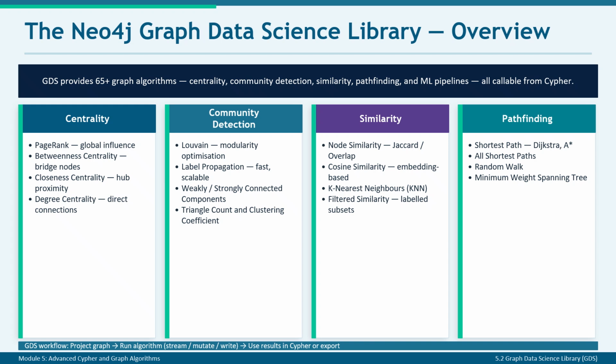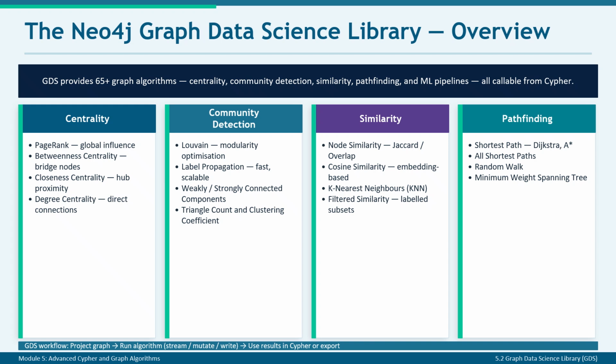Centrality algorithms measure the relative importance of nodes. PageRank is the most famous. It measures global influence based on the structure of incoming connections. Betweenness centrality identifies bridge nodes. Closeness and degree centrality give you proximity and connectivity measures.